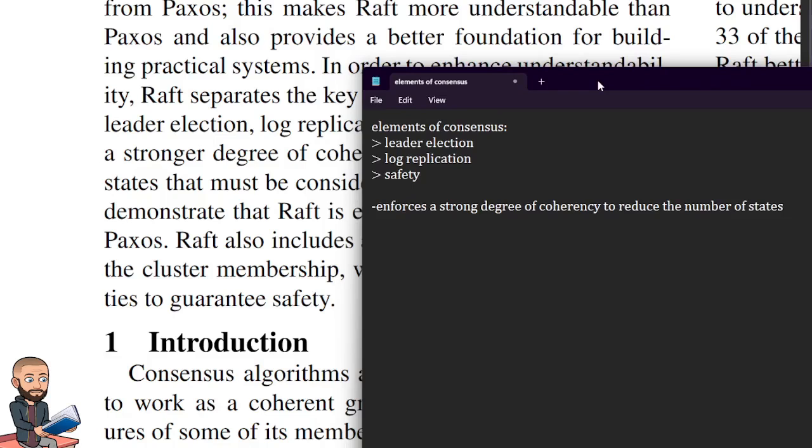So just some notes here. Elements of consensus. I've written those three down, and then let's try to remember this is going to enforce a strong degree of coherency to reduce the number of states.